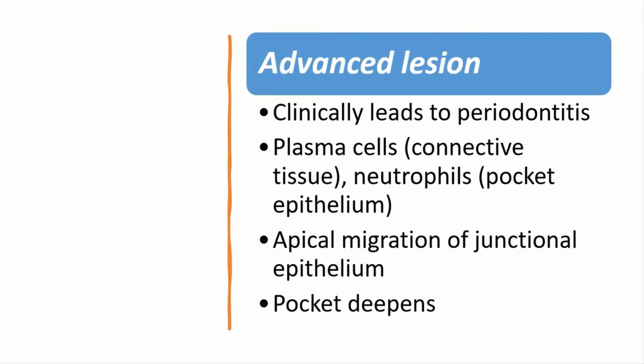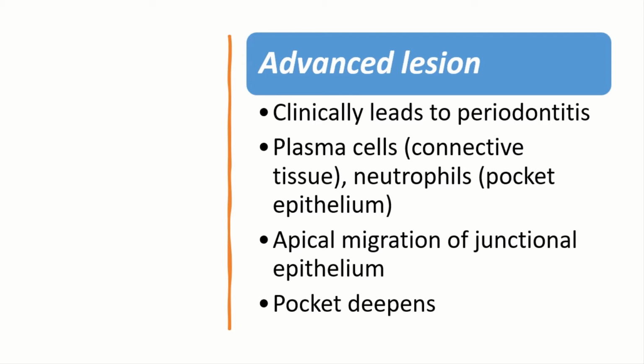We have the advanced lesion next. Clinically, the advanced lesion leads to periodontitis. Because it leads to periodontitis, it is irreversible after this stage. There are 2 main cells. The first one is plasma cells, which are present in the connective tissue, and in the pocket epithelium, you will still have neutrophils present.